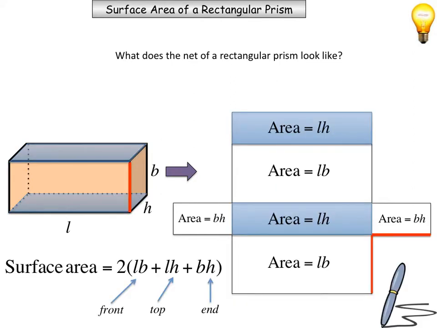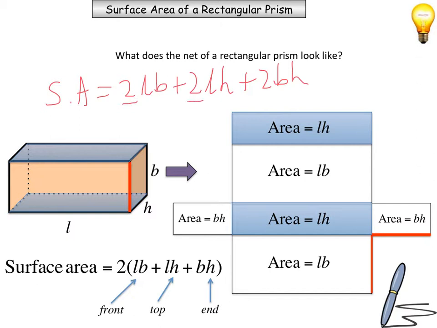You'll notice this particular formula. The surface area is 2 multiplied by (LB plus LH plus BH). You might see it represented as surface area is 2LB plus 2LH plus 2BH. All we've done is factorize the 2 out the front and kept it there.